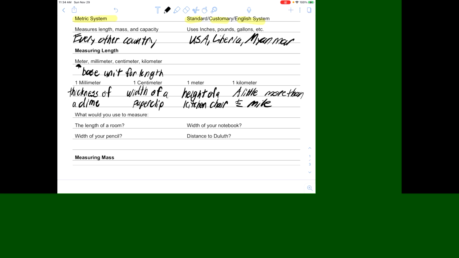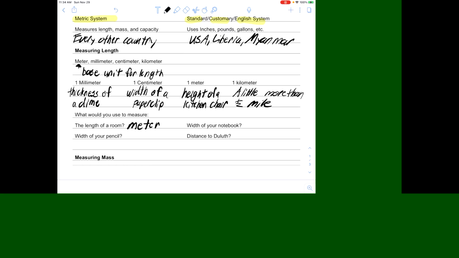So one type of question you might get with measuring metric is what unit you would use to measure, for example, the length of a room. If I wanted to think about how long the room I'm sitting in is right now, I could think about, would I want to measure that in dimes, paper clips, chairs, or miles? Well, to me, if I was going to measure length of a room, I would rather think about that in terms of chairs. So that means that the meter is the unit I would want to use.